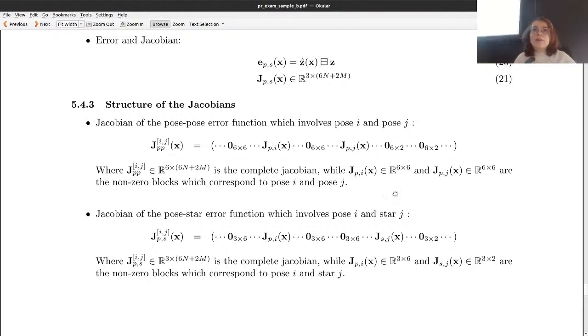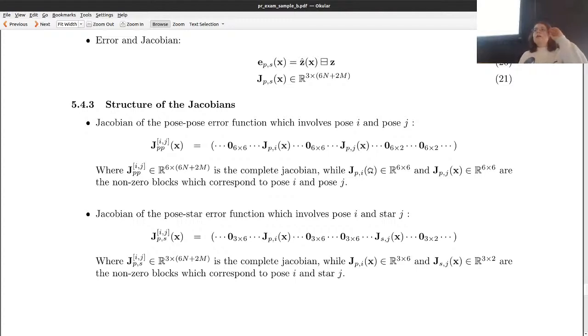Keep in mind that when you're doing your project, you will have to think about this a lot, because in your project you will presumably have at least two kinds of error functions, at least two different kinds of measurements. So you will have correspondingly blocks of different dimensions.